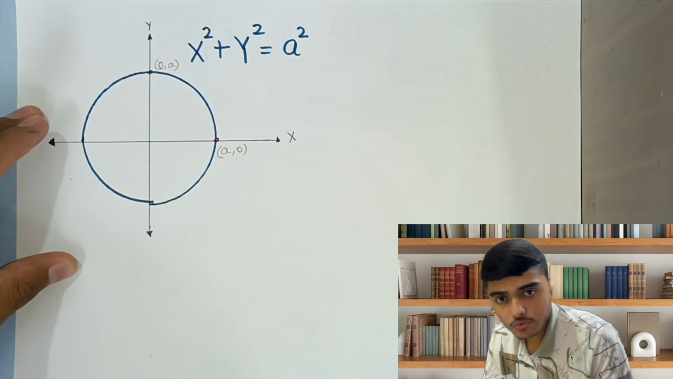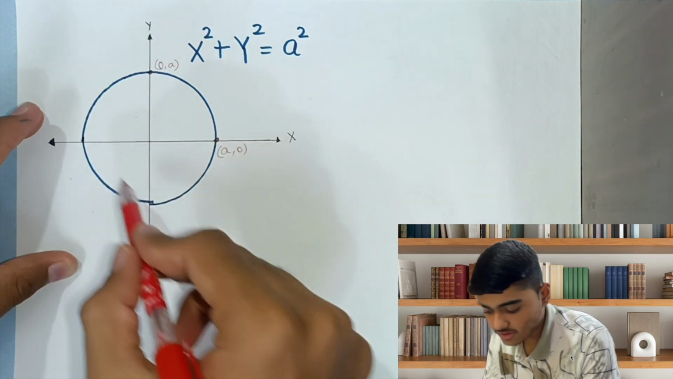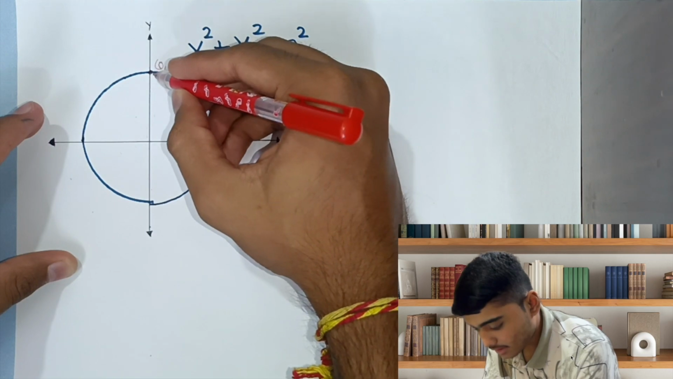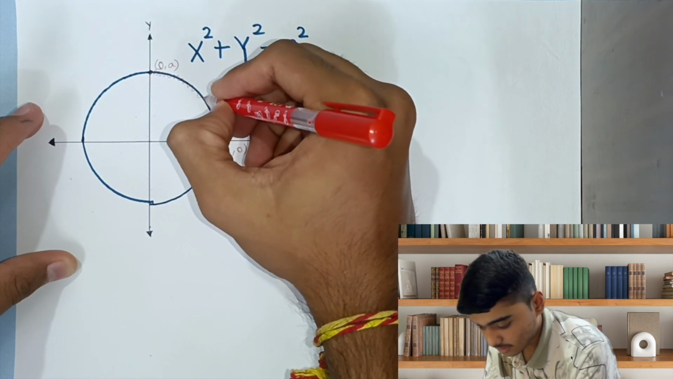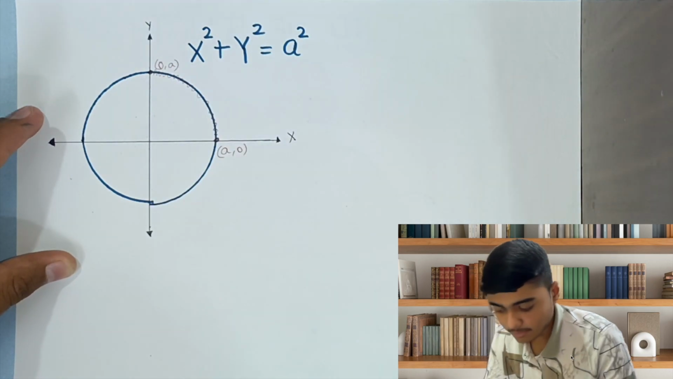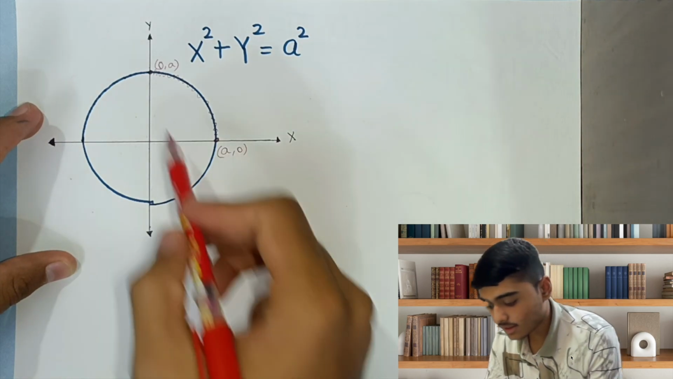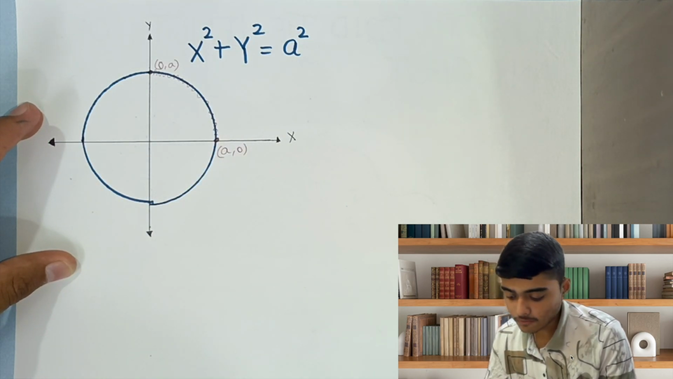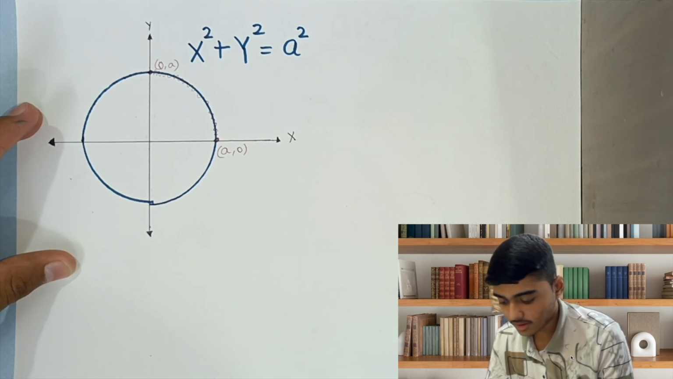If I want to find the length of the whole circle, can I do it like that? If I find the length of this one in the first quadrant and then multiply it by 4, I will get the length of the whole circle. So we'll be doing that. We will find the length of the circle in the first quadrant and then multiply it by 4 and get the required one.